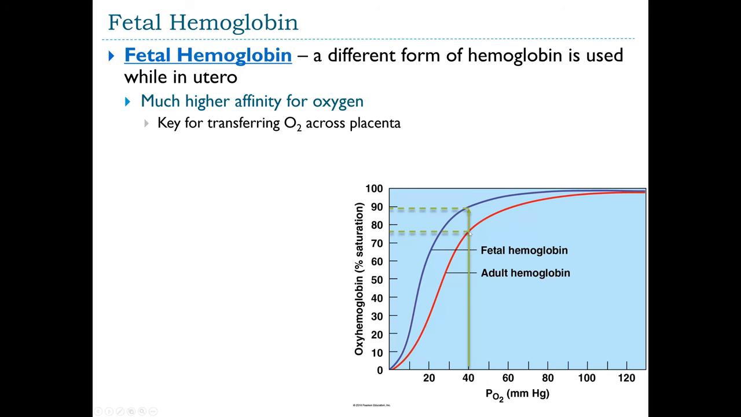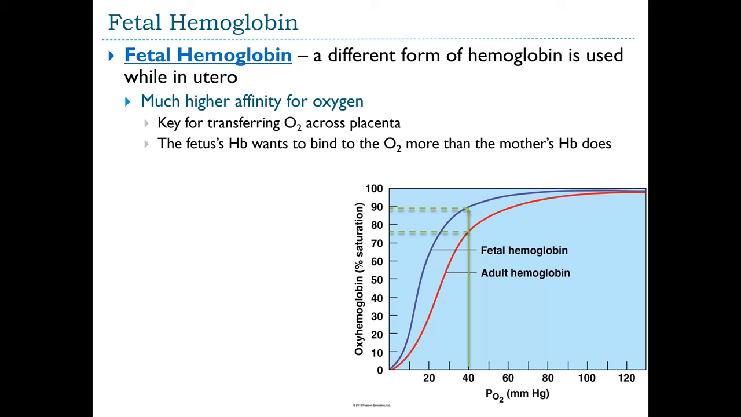And this is a key for transferring oxygen across the placenta, because when the maternal blood arrives in the placenta, it may be close to a partial pressure of 40 millimeters mercury. And if the fetal hemoglobin was the same as the adult hemoglobin, it would have no reason to take the oxygen from the mother's hemoglobin. But then the baby would never get any oxygen. So the fetus's hemoglobin wants to bind to the oxygen more than the mother's hemoglobin does.